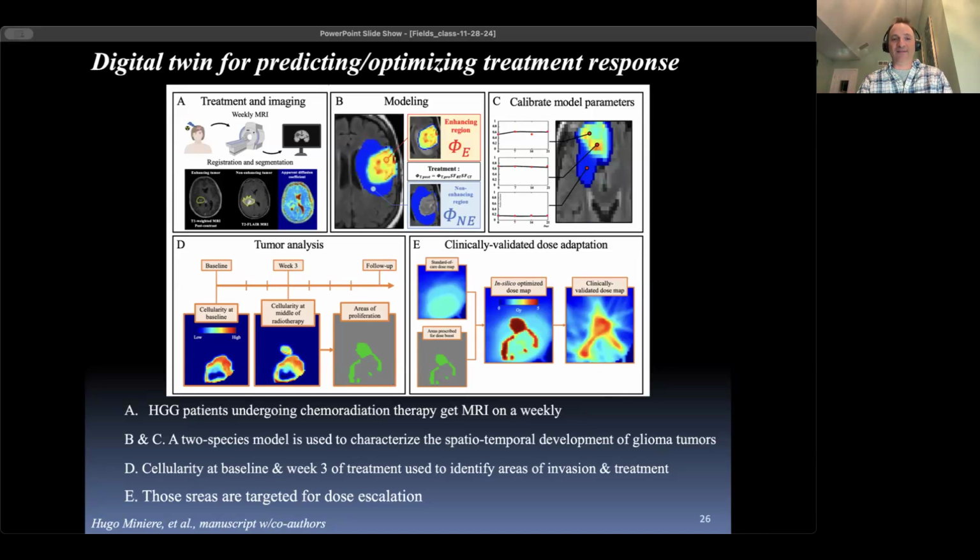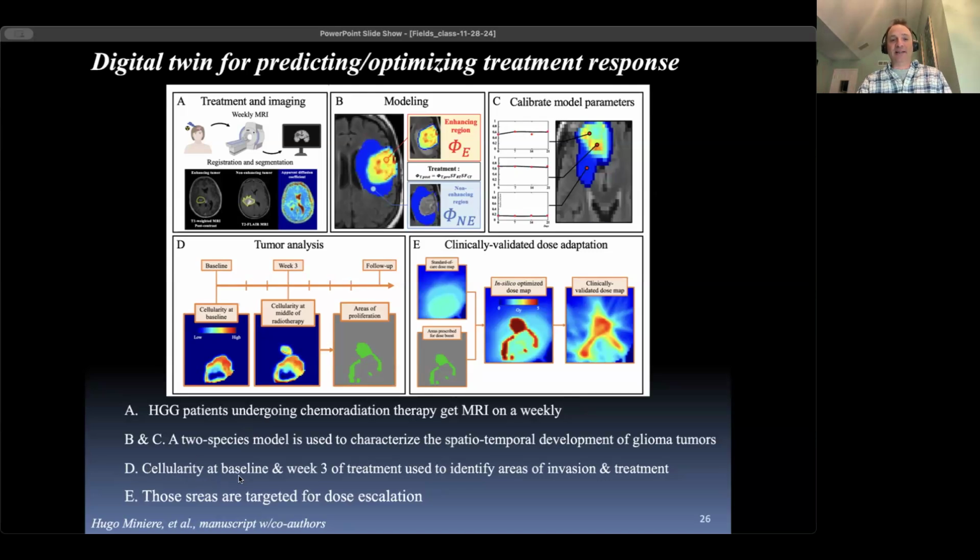Before we do that, let's make sure we got everything. So panel A here, this is high-grade glioma patients undergoing chemoradiation based on their MRI on a weekly basis. Panels B and C, this is our 2-species PDE model used to characterize the spatiotemporal development of glioma tumors. So this is completely analogous to what we talked about on Tuesday and what I reviewed this morning about taking patient-specific imaging data to calibrate a predictive model of how the patient's tumor is going to grow.